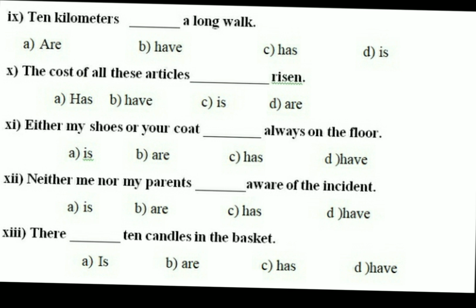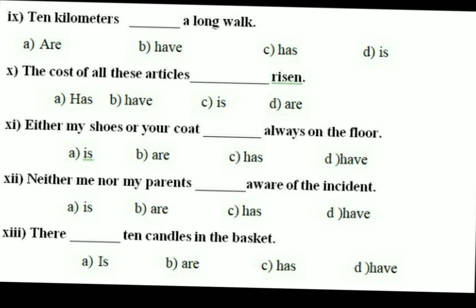Then the next sentence, that is sentence number 9. 10 kilometers dash a long walk. The options here are have, has, and is. And the correct answer is is. So the sentence would be 10 kilometers is a long walk. Why so? Because 10 kilometers is taken as a single unit, right?